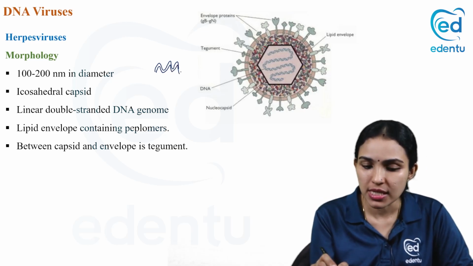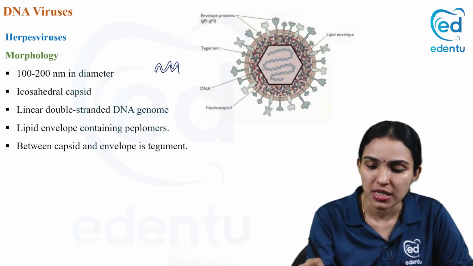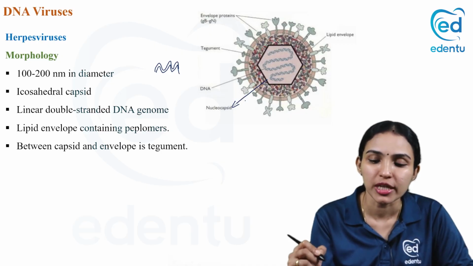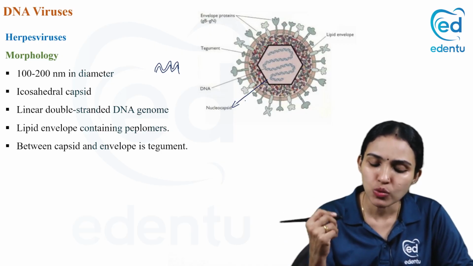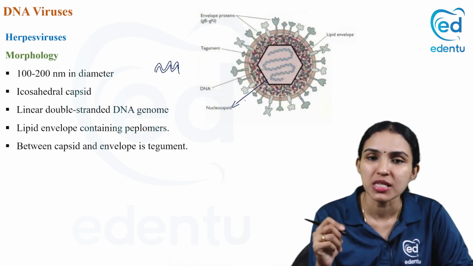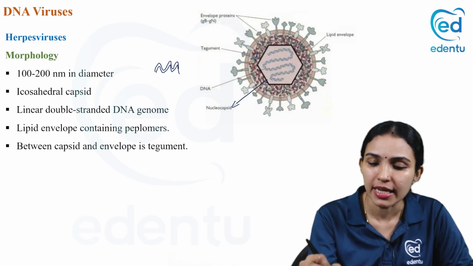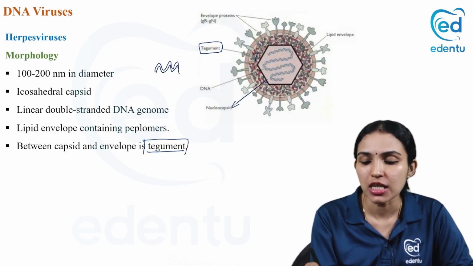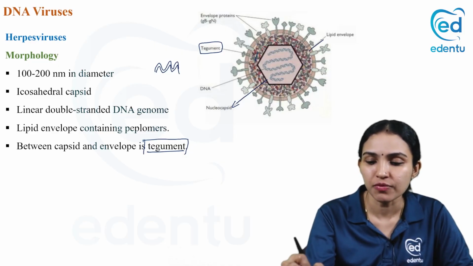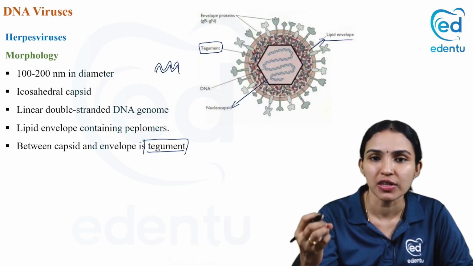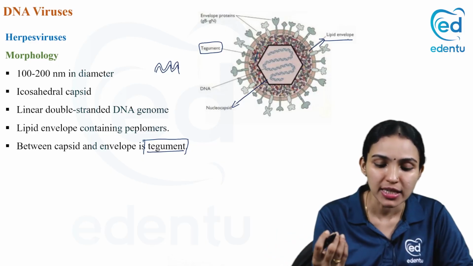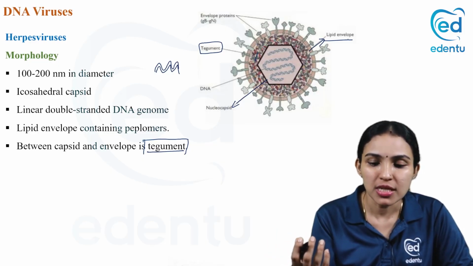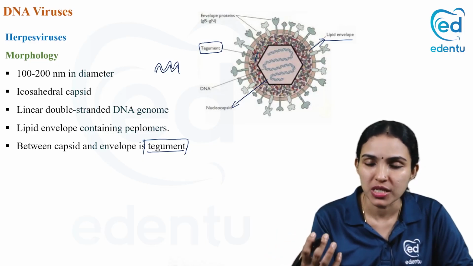And surrounding this DNA, you have the capsid layer, which together is called the nucleocapsid. Outside the capsid, between the capsid and the envelope, there is a layer called the tegument. The tegument layer is between the capsid and the envelope. And there is a lipid envelope layer, which is the outermost layer, having various protein spikes, which are called the peplomers. So this is the structure of herpes virus.